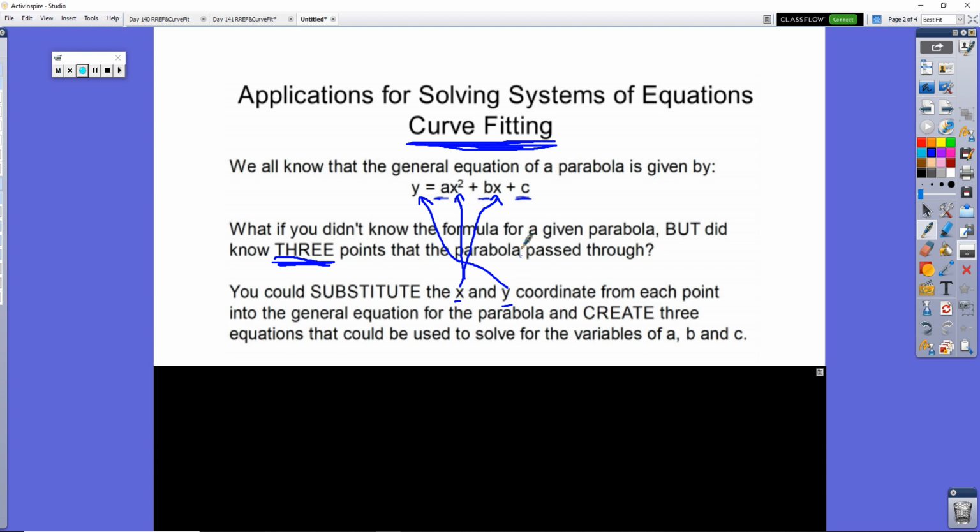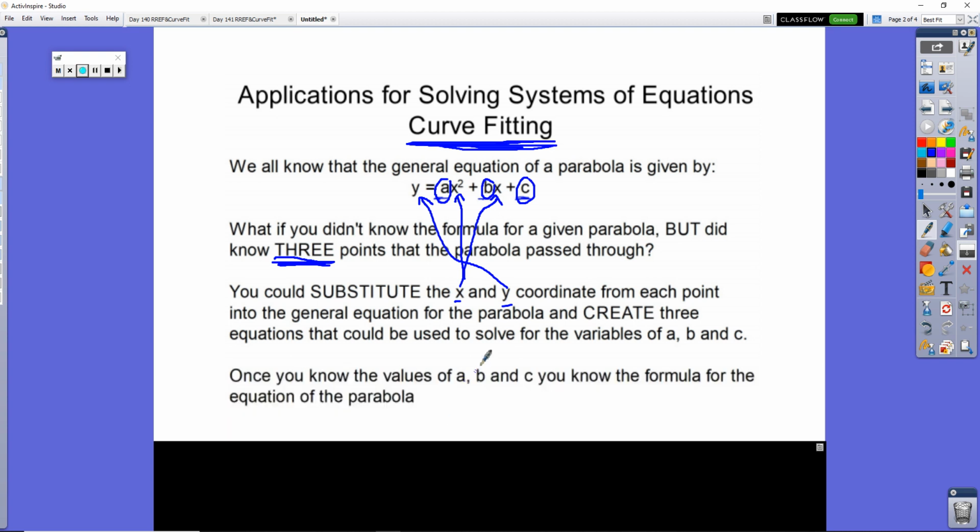And what that means in this equation is that the variables would be the 3 coefficients, a, b, and c. And if there are 3 things that we do not know, namely a, b, and c, then we're going to need 3 equations to help us solve that problem. And if we need 3 equations, that means we're going to need 3 points to give us the x and y coordinates so that we can create those equations.